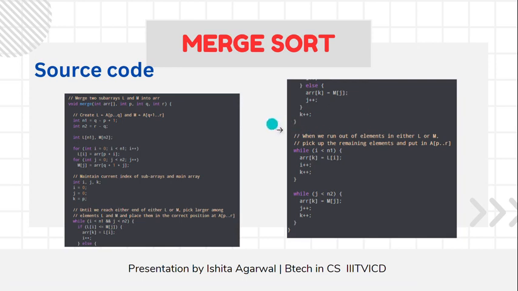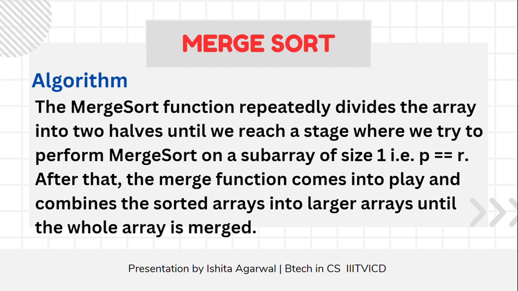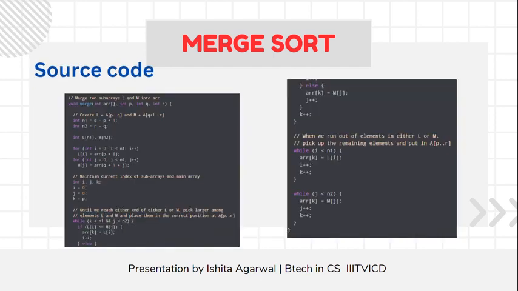Now if one array is finished, if i is still less than n1, then we will only put the elements of L and increment i and k. And if only the elements of the M array are left, we are only going to put the elements of M in the array and increment j and k plus plus. So this was a simple source code of merge sort. This was the algorithm, and these both are the source code.